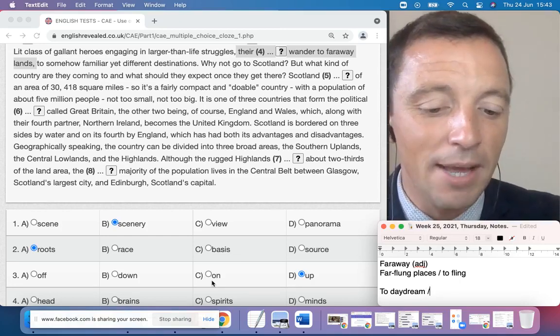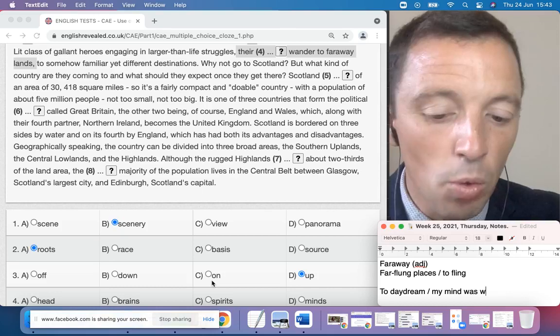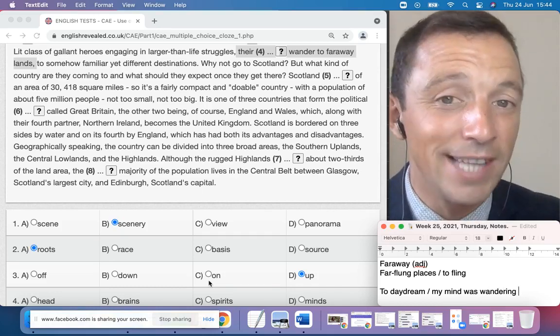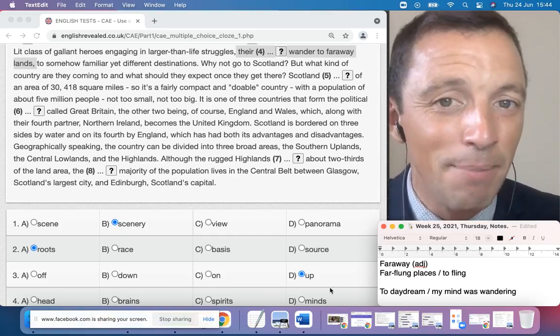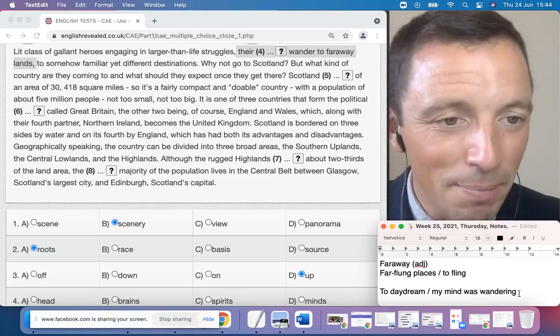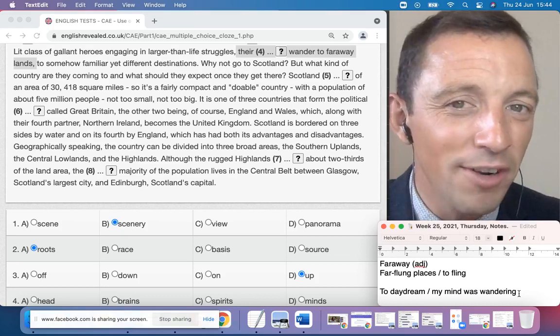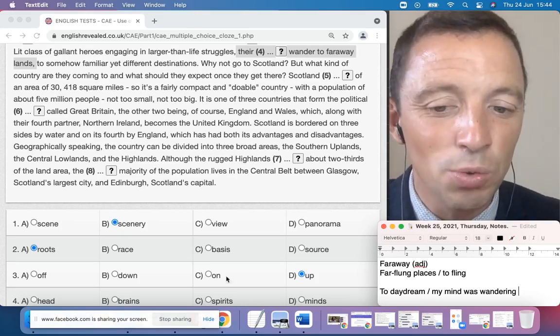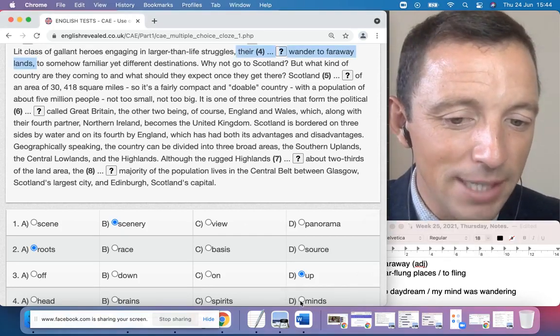Okay, and we would say my mind was wandering, and that means I was daydreaming. I was maybe thinking about something completely different. So my mind was wandering is the most typical context. Your brain wandering, not really. So my mind was wandering is the best possibility.